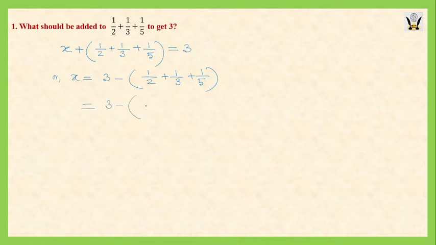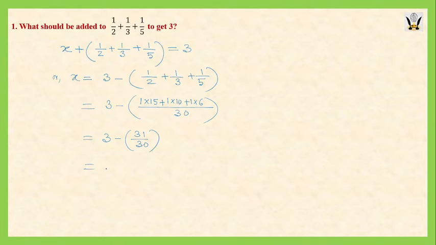So 3 minus, here between 2, 3 and 5, the LCM will be 30. All these denominators are distinct. So 30 divided by 2, the quotient will be 15, so 1 will be multiplied by 15. Here 30 divided by 3, quotient is 10, so 1 will be multiplied by 10. Then 30 divided by 5 is 6, so 1 will be multiplied by 6. Now here 3 again we will be writing, then from there we will be subtracting the result of this addition. So here 15, 10, 6, and 15 plus 10 plus 6 is 31. So 31 divided by 30.